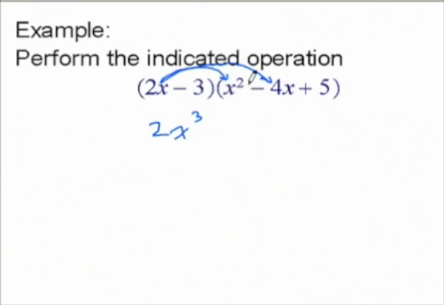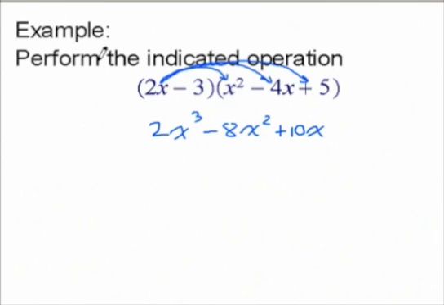So that would be a positive 2 times a negative 4 would be a negative 8. And then the x times the x will give us x squared. And then lastly, for the 2x, we're going to multiply 2x times this positive 5 down here. So that'll be a positive 10x.